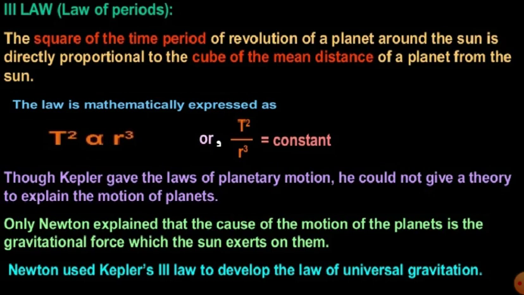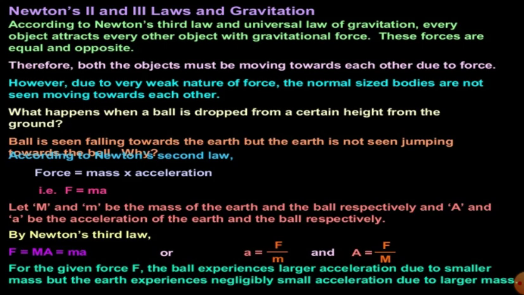Newton used Kepler's third law to develop the law of universal gravitation. Got it? Now let's see, according to Newton's third law and the universal law of gravitation, every object attracts every other object with a gravitational force. These forces are equal and opposite. When one object acts on the other, that force is also equal to the force acted upon it by the other. So these two forces are mutual forces.